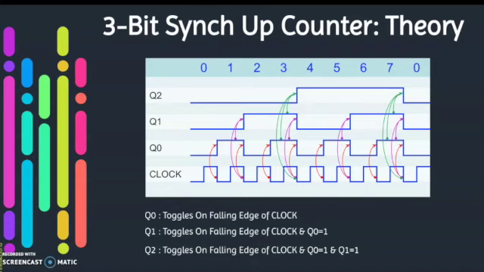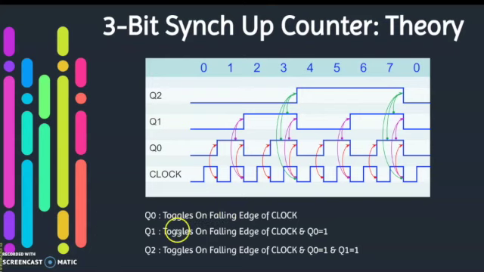So let's take a look at the theory behind a 3-bit synchronous up counter. What we're seeing here is a timing diagram. This is just like in the graph where you see in Multisim Live. At the bottom we have our clock, which is a constant signal. This clock will be connected to all of the flip-flops. What this resulted in is that Q0 would toggle on the falling edge of the clock. That's what we see right here with these red arrows. That's the falling edge of the clock signal triggering Q0.